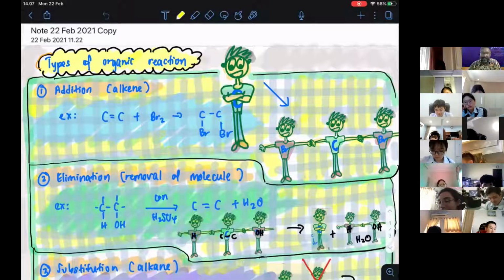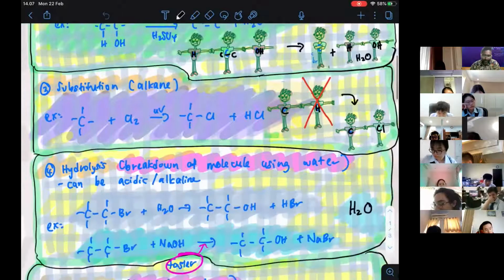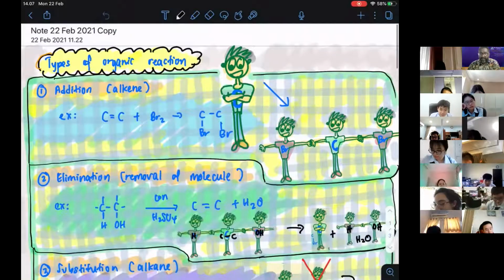We will call it a type of organic reaction. We have a lot of types of organic reactions that we will learn in this chapter. In the introduction to organic chemistry, they have introduced 6 reactions. We will learn about these 6 reactions roughly only. So the first one is going to be addition reaction.